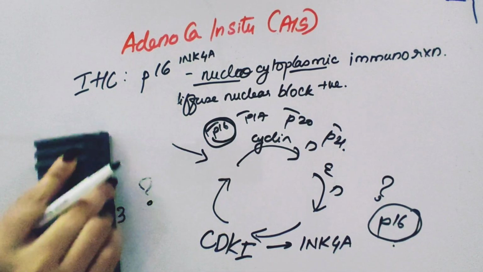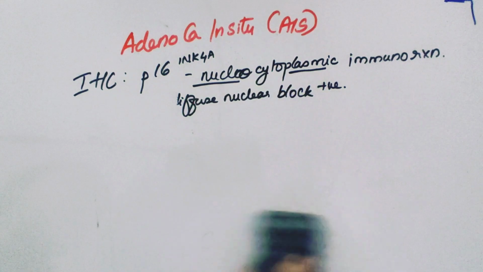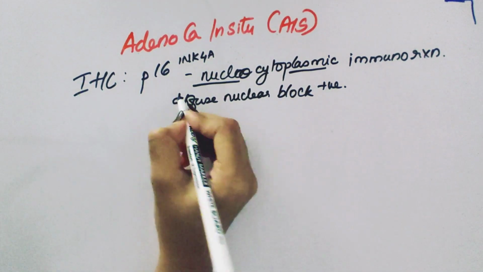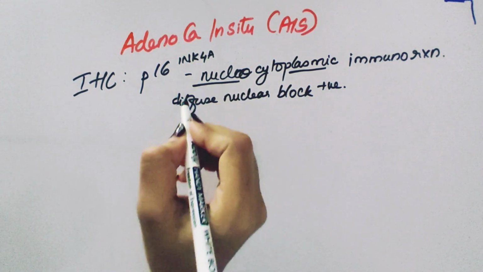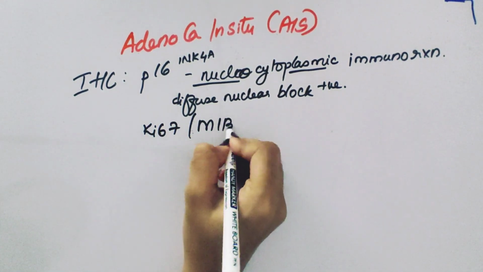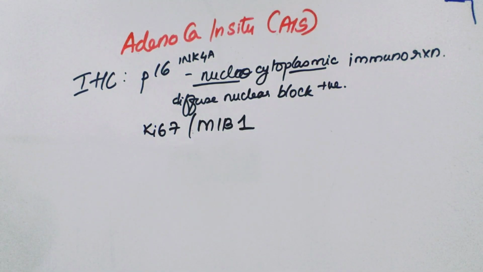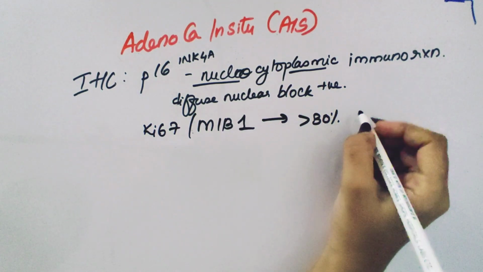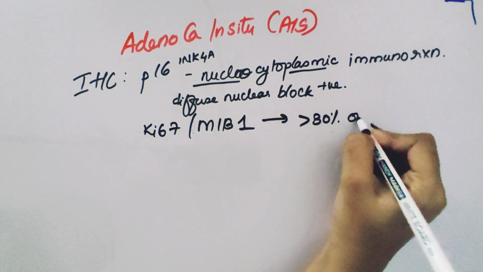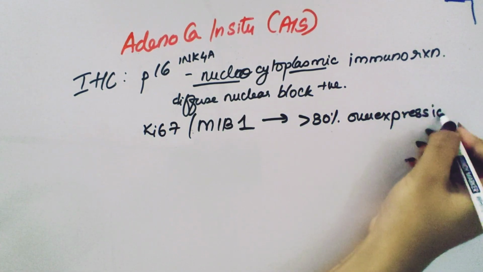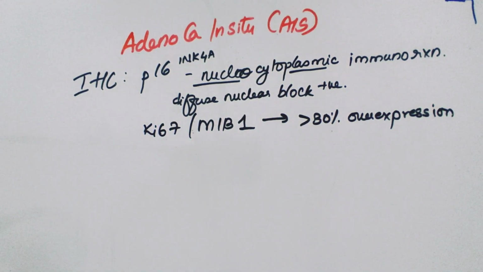So for P16, you see nuclear block positivity. That is one IHC. And then the other which we will be doing is Ki67 or MIB1 index. So here the proliferation index will be more than 30%. You can write there is overexpression. And for IHCs, it's always nuclear or cytoplasmic or both. So I said P16 is both.